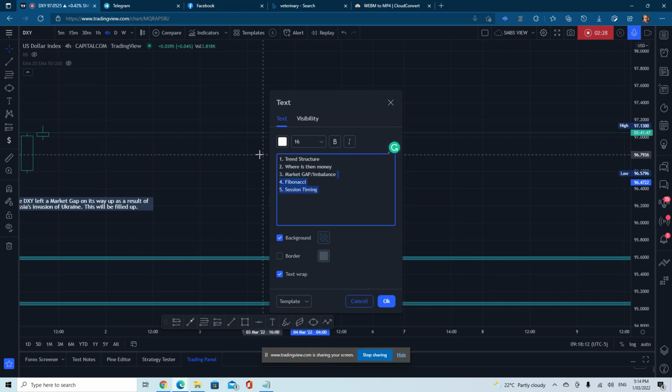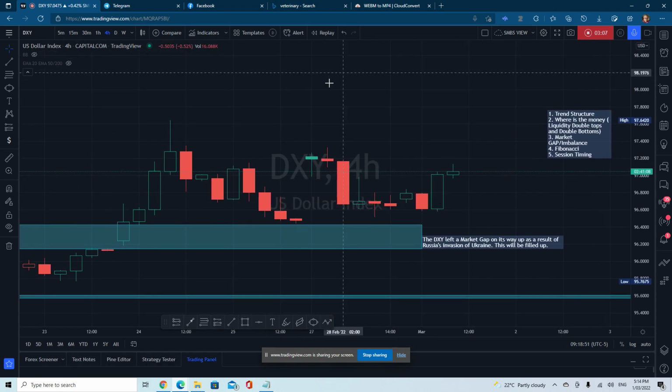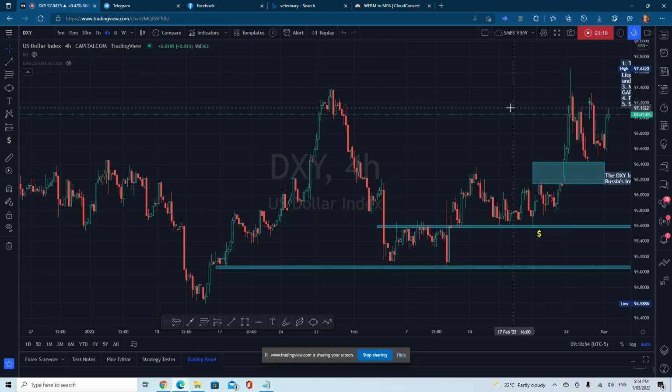Basically, for me, what I always look at critically is the trend structure. Where is the money? And when I speak about where is the money, it means I'm looking at the liquidity. When I speak about liquidity, that's what I mean by double tops and double bottoms. So, to me, this is what I look at, and I'm going to leave them here as we are going to try and dissect our trade.